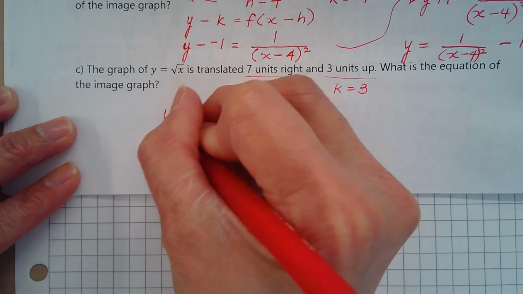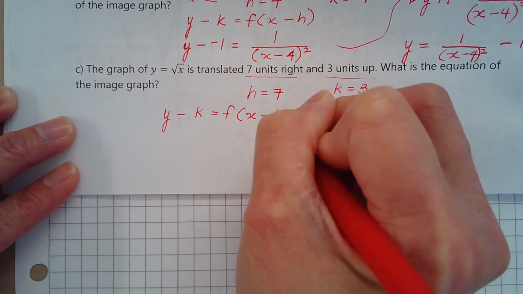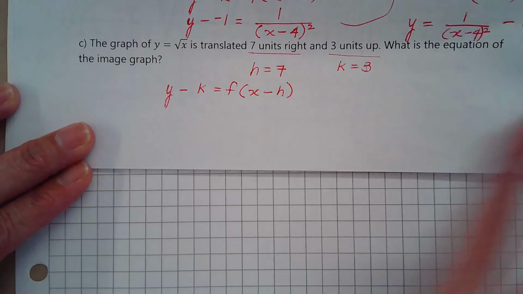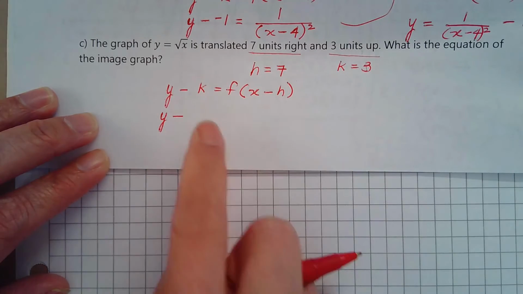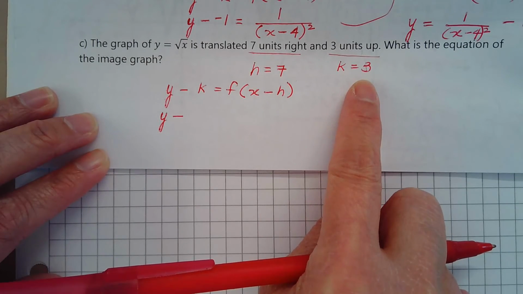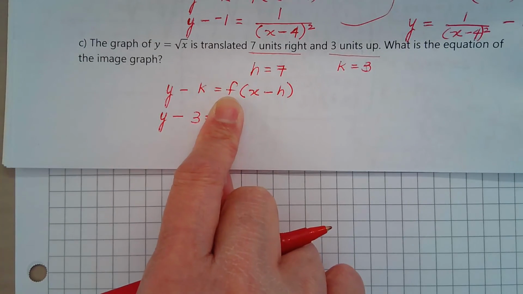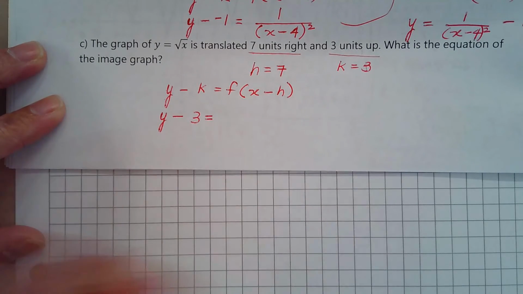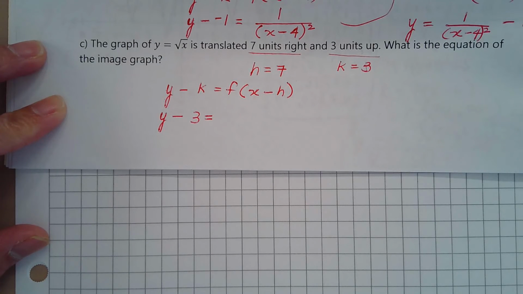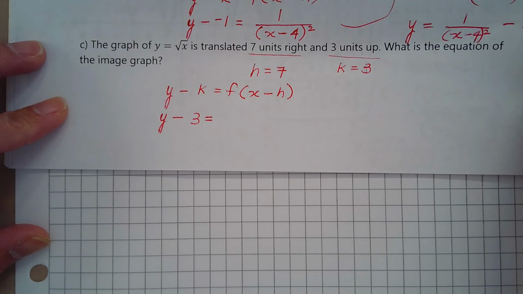So let's write it down. y minus k equals f of x minus h. So y minus the k value, k is 3, equals, since we're talking about the specific function, we're going to drop the f. If we just square, the sign doesn't affect the result because for the previous question, if we square minus 4, it's 16.